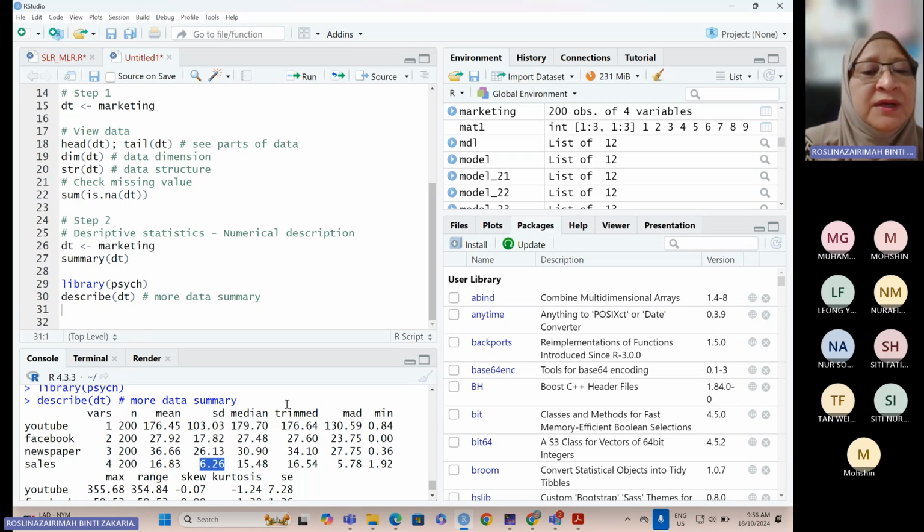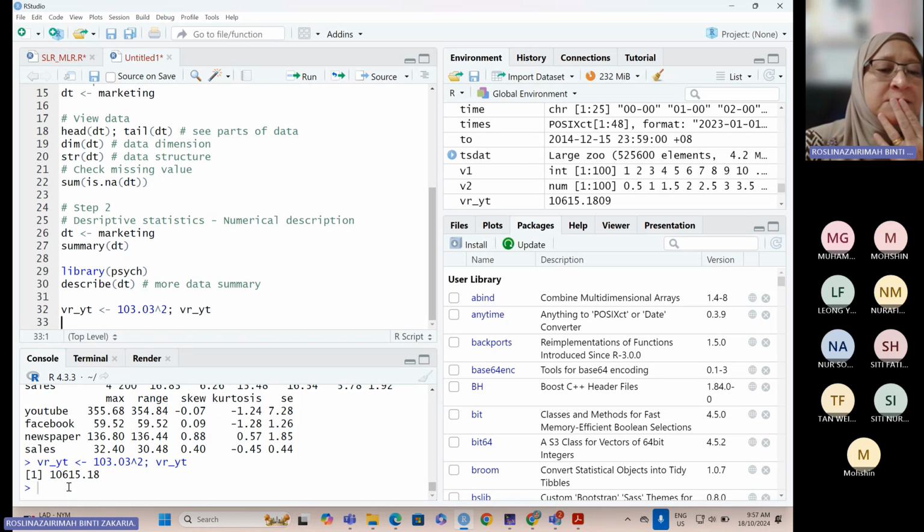For example, to find the variance, you write variance YouTube, take the standard deviation for YouTube, and then just square it. Then call it VR, variance of YouTube, and run it. Okay, so 10,615.18. That is the variance for YouTube, and you do the same for the others.